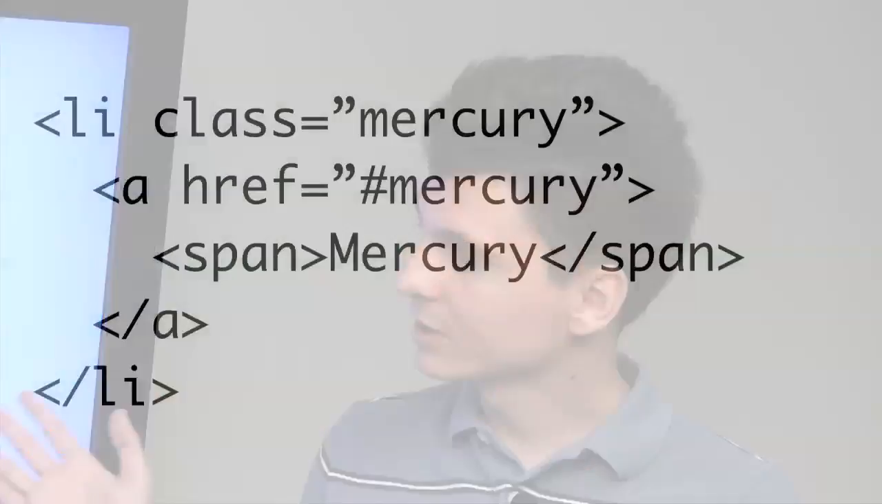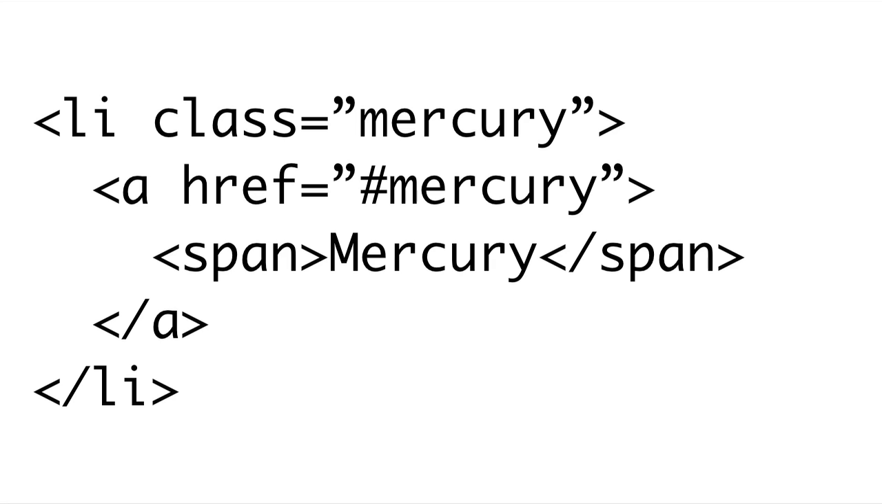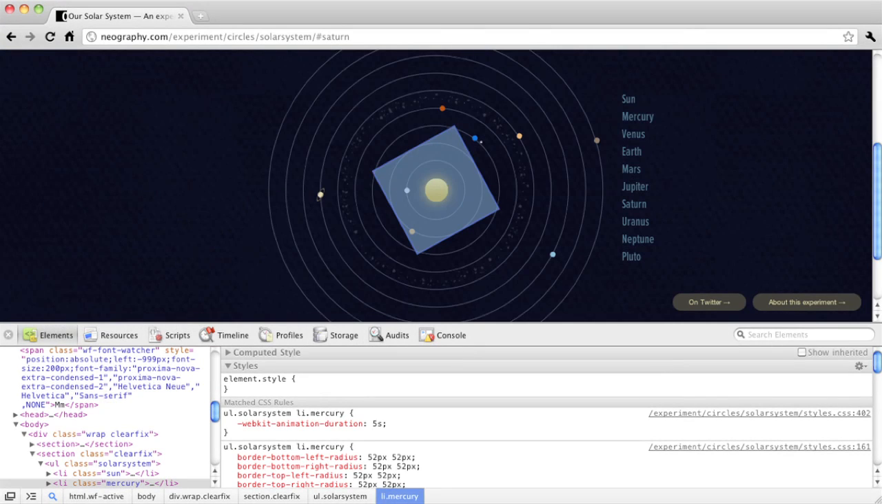So let's start off by taking a look at the markup. Each planet and its orbit looks something like this. The list item represents the planet's orbit, which we'll see in just a second, and the span represents the actual planet. Here, I've highlighted the list item using the Chrome Developer Tools. When it's outlined like this, you can see that there's a couple of things going on here.